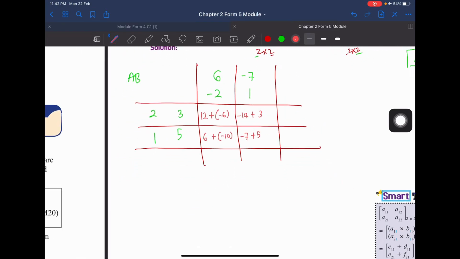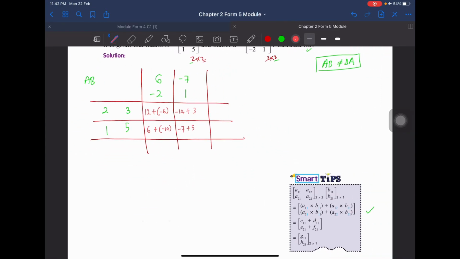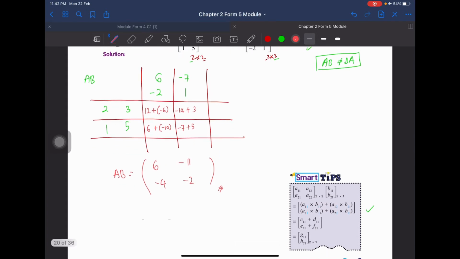So your final answer of AB will be 12 minus 6 is 6. Negative 14 plus 3 is negative 11. 6 minus 10 is negative 4. Negative 7 plus 5 is negative 2. That's it. So this is your final answer for multiplication of AB. I think it's more simple if you can use this method.